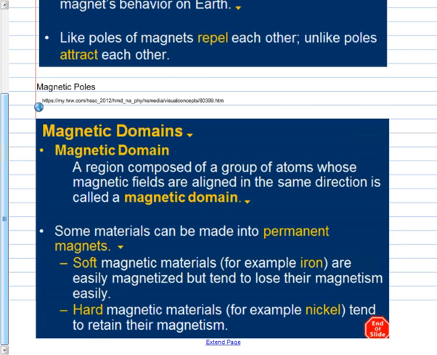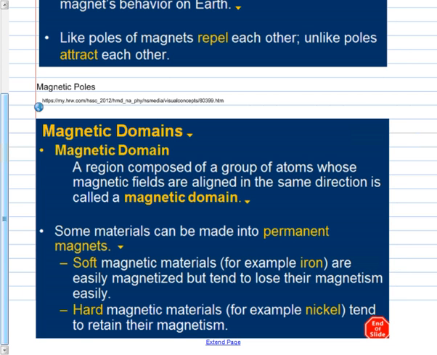They are magnetic domains. If you look in your book on page 665, there's a diagram there on the top right-hand side. Magnetic domains. So there are small regions composed of a group of atoms whose magnetic fields are aligned in the same direction. So these small regions are these magnetic domains. And if you look at picture A up there, the blue arrows are the direction that a north pole would be pointing. And so they're randomly oriented in most substances, these magnetic domains.